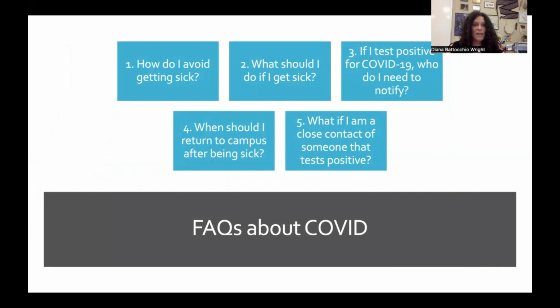Sometimes you have to wait 3 days after initial symptoms to even get a positive test result. If you're getting negative test results, you can still come to school. But if you're not feeling well, always wear a mask. As soon as you find out that you do have COVID, then number 3: if I test positive, who do I need to notify?